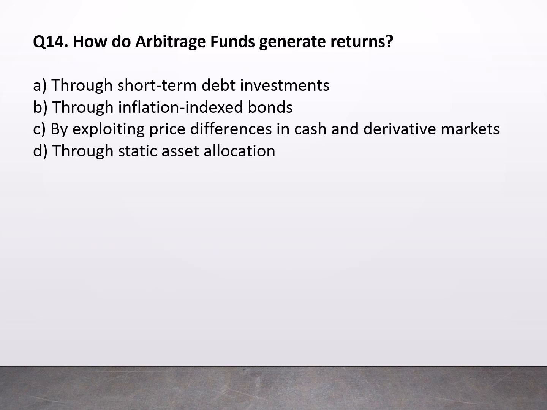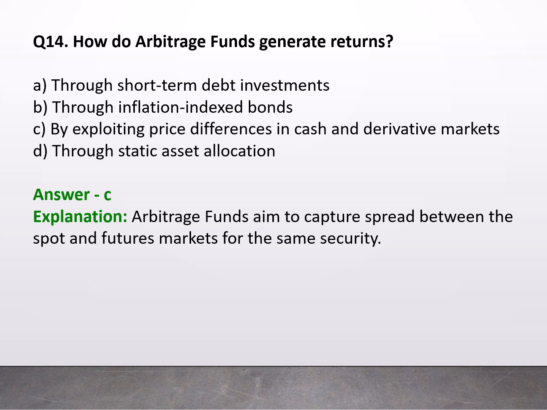Next question. How do arbitrage funds generate returns? Option A, through short-term debt investments. Option B, through inflation indexed bonds. Option C, by exploiting price differences in cash and derivative markets. And option D, through static asset allocation. Correct answer is option C. Arbitrage funds aim to capture the spread between the spot and futures market for the same security.